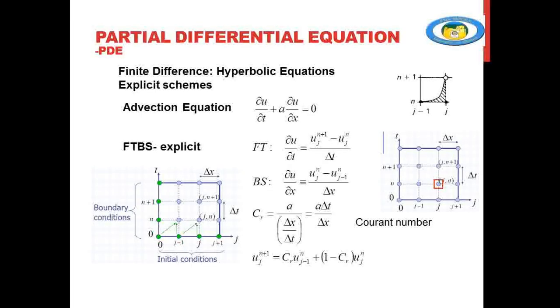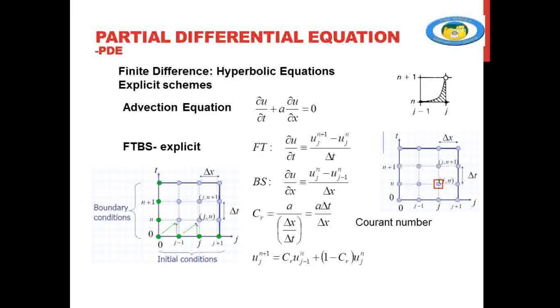So the temporal derivative is going to be explained using the forward time, and the spatial derivatives is going to be expressed using backward space. And here, CR, Courant number, is explained as A over delta x over delta t. Obviously, A is the celerity of the analytical solution, whereas delta x over delta t is the celerity of the numerical solution.